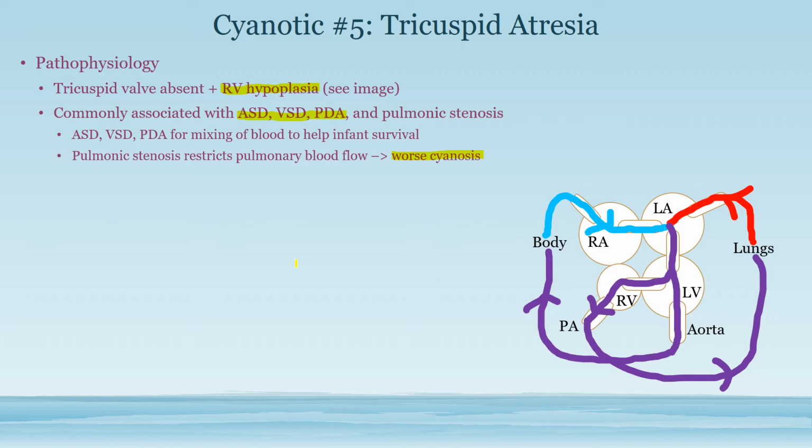All right, and if you have a pulmonic stenosis, that's not good, because you're already having decreased blood flow to the pulmonary artery. A pulmonic stenosis will make there be even less blood going through the pulmonary artery to the lungs, less oxygenation, more cyanosis.